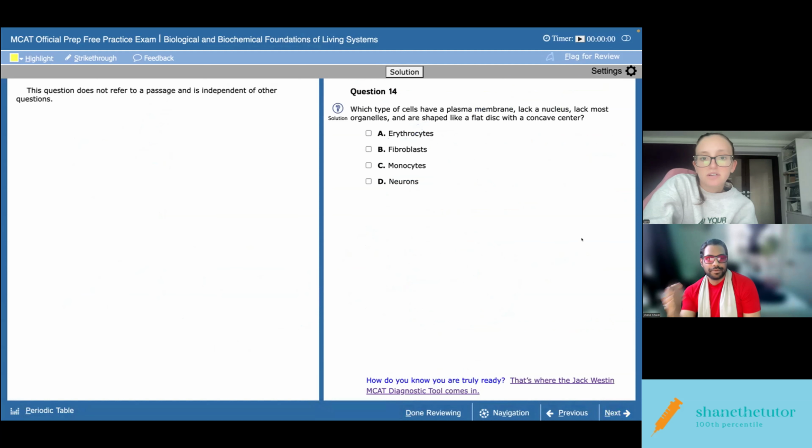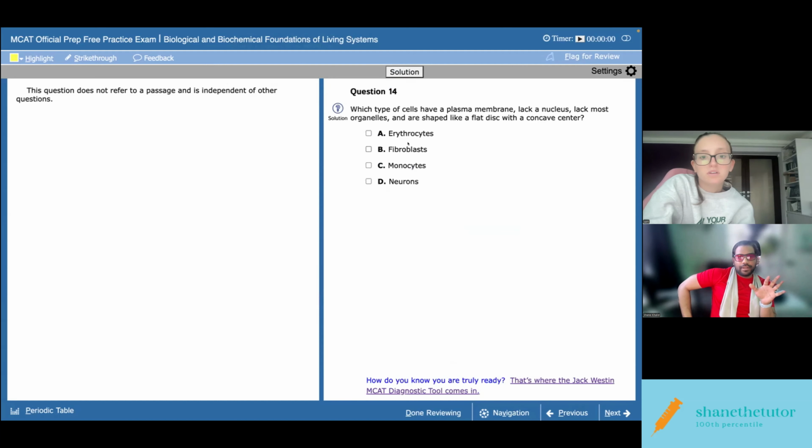Lack a nucleus. Well, I knew neurons weren't circular, so that's wrong. Blastocytes, I was thinking like bacteria, if I remembered anything about A or B.